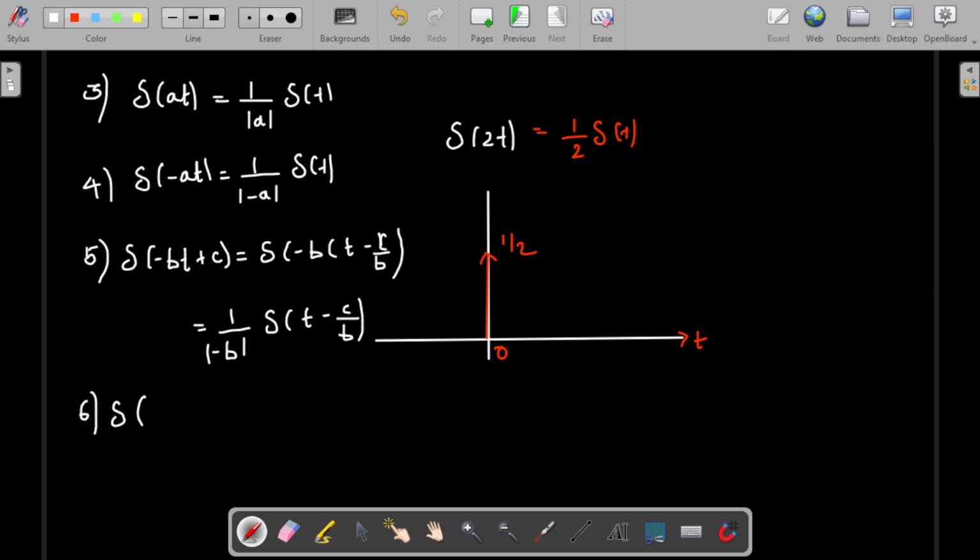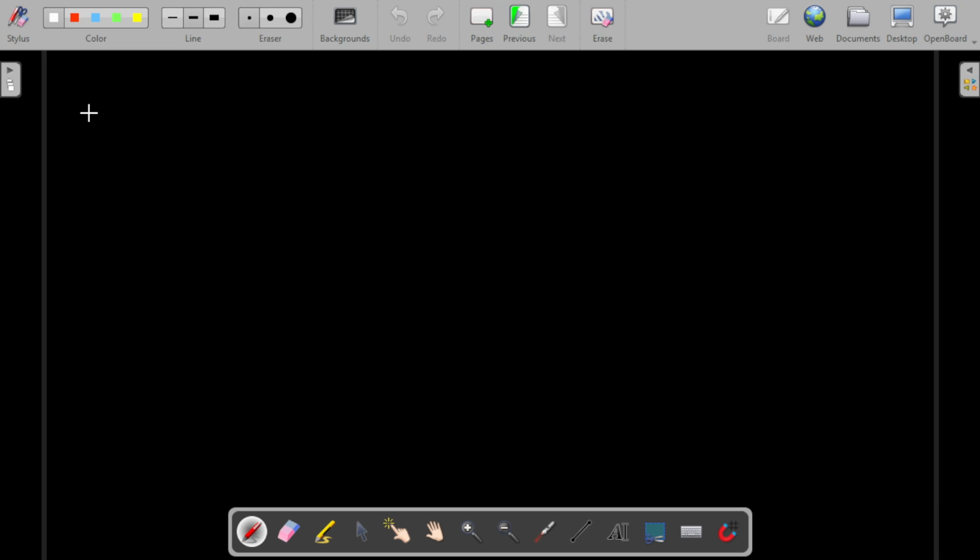Let me write another one. That is, if positive bt plus c, then how will this change? 1 divided by modulus of b, del of t plus c divided by b. Okay, this is how it will change. So these are all just normal conversions. Another important property is the sampling property. Ninth one, or not ninth, two things I skipped. So the seventh one, multiplication of impulse, multiplication or sampling.